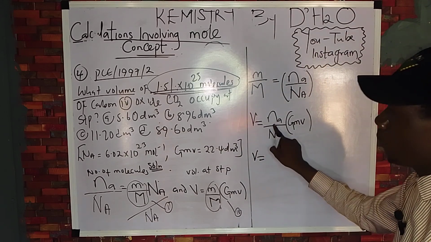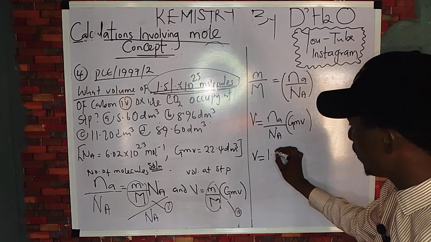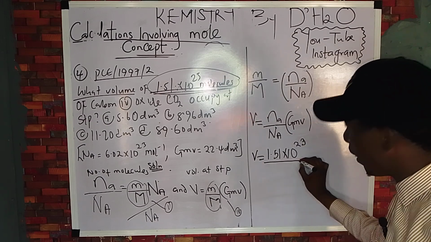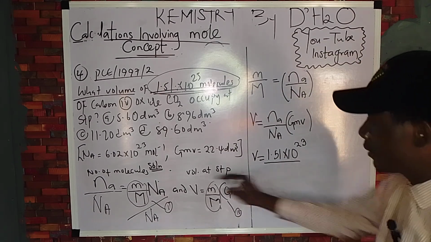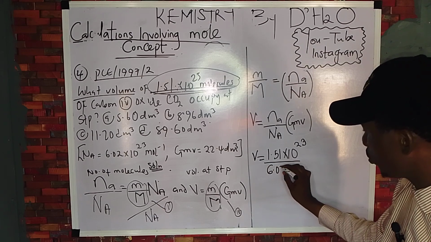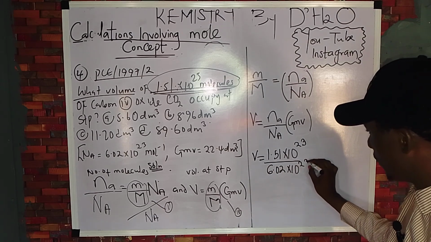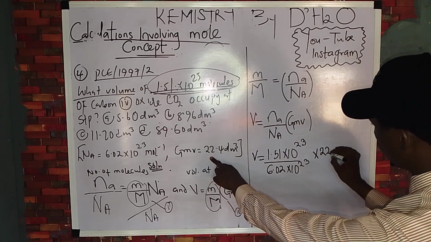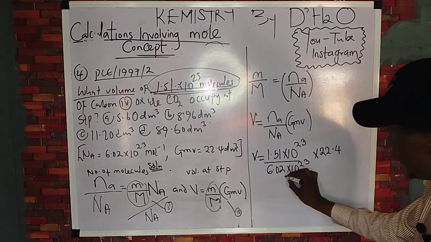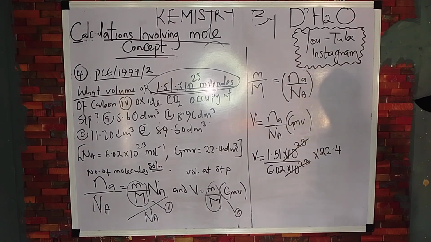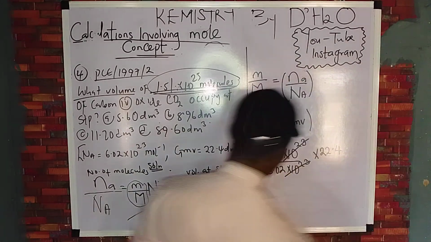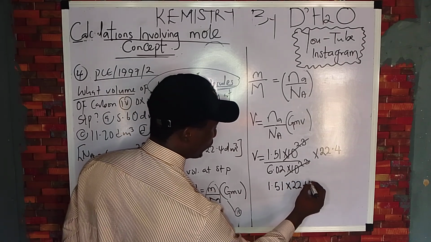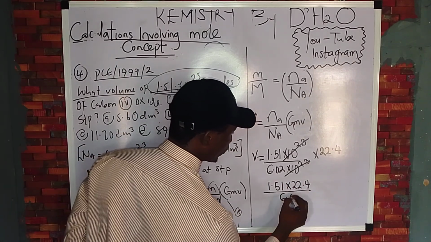Volume is equal to, what's the number of molecules there? Look at it. 1.51 times 10 raised to power 23 all over your Avogadro's constant, which is given here as 6.02 times 10 raised to power 23. So interesting. Times your gas molar volume, which is 22.4 dm3. Can this value cancel out this value? Yes. So what do we have left? We are left with 1.51 times 22.4 all over 6.02.